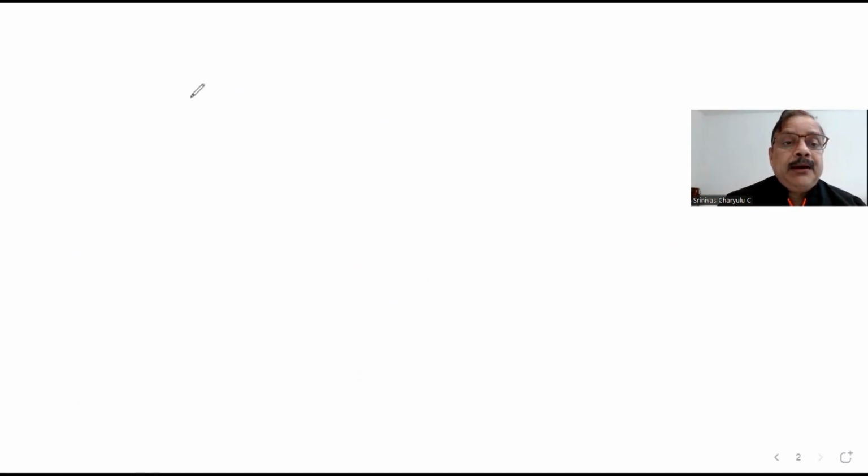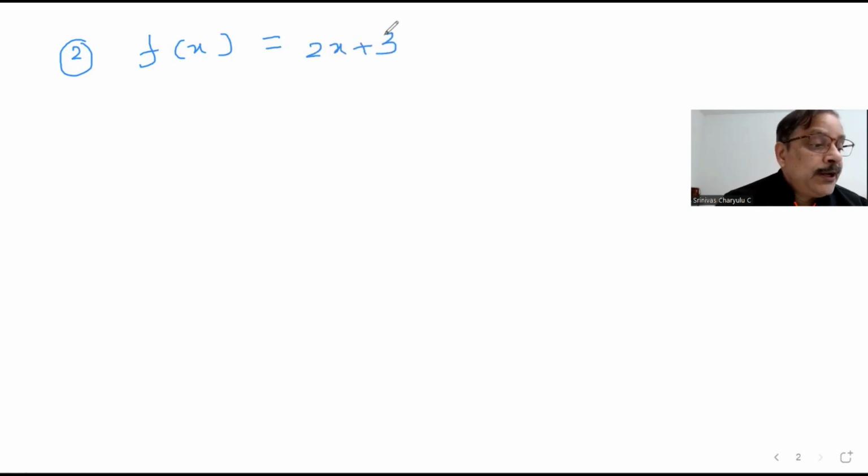Say for example, I am doing the second sum. f of x is equal to 2x plus 3. Check the continuity at x is equal to 1.